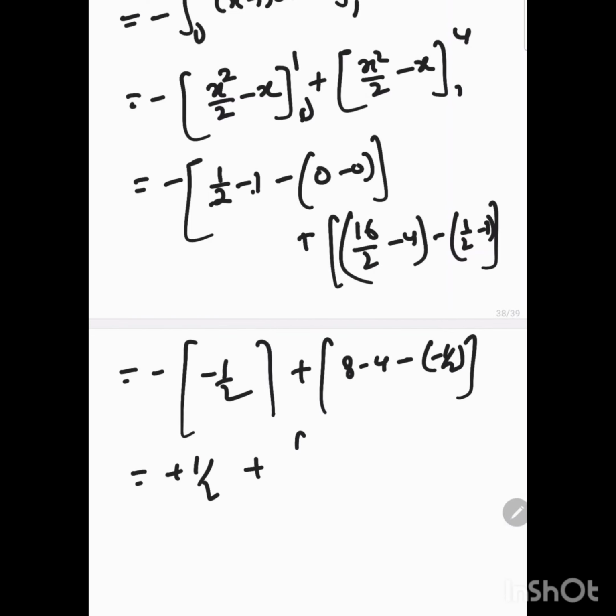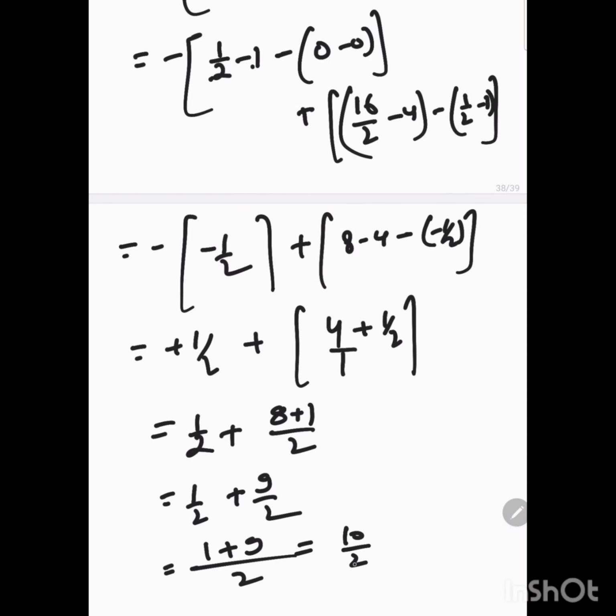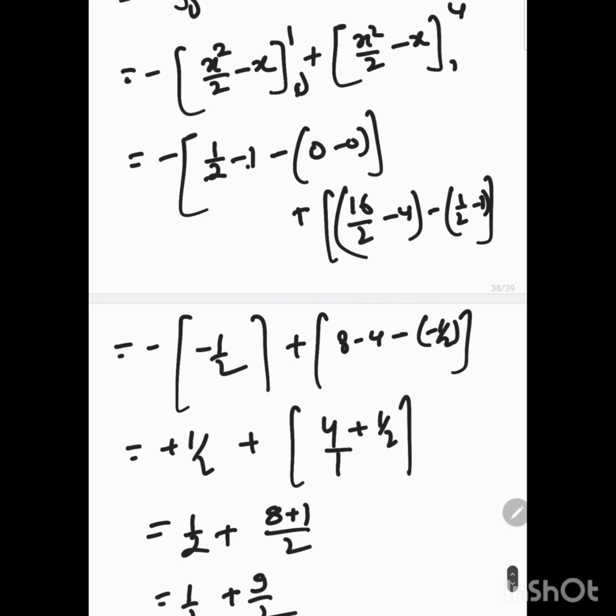It is plus half plus 4 plus 1 by 2, that is 1 by 2 plus 4 plus 1 by 2, which is 1 by 2 plus 9 by 2. Taking the LCM, 2 is the LCM, so 1 plus 9 is 10 by 2, which equals 5. That is the answer. Thank you very much.